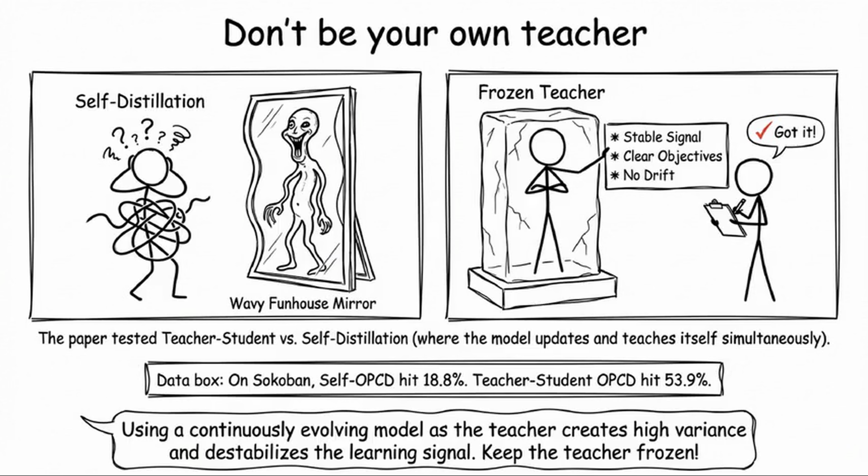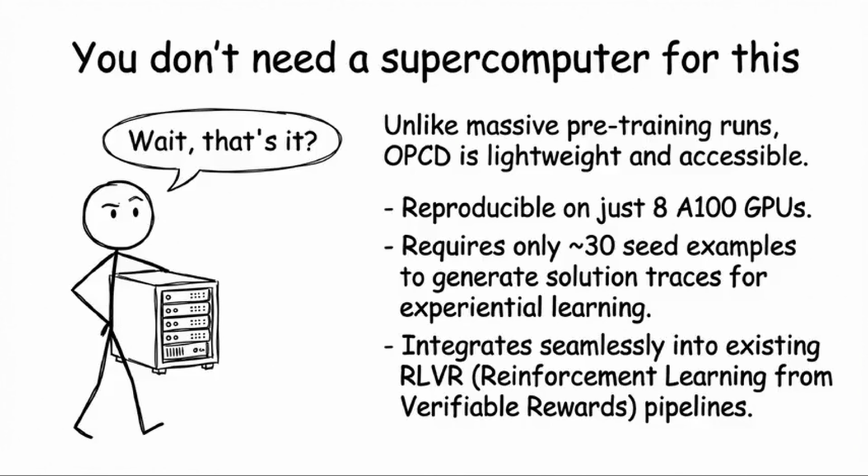Next, we will see why this is surprisingly lightweight to reproduce. Now look at this. After all the talk about frozen teachers and avoiding catastrophic forgetting, you might assume OPCD needs some ridiculous training budget. It doesn't. Unlike massive pre-training runs, this is lightweight and actually reproducible. The paper calls out just 8 A100 GPUs. And the data side is even more surprising. You only need about 30 seed examples to start generating full solution traces, which become the fuel for experiential learning. So you're not begging for huge labeled datasets or endless human annotation.